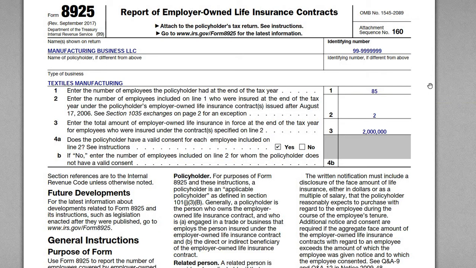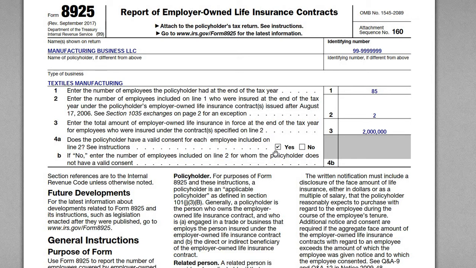So we have 85 total employees, as noted on the slide. 2 of those employees are insured employees that the employer owns life insurance contracts on, and then the total face value of the policies, right? So $1 million each times 2 is $2 million. Question 4A, very, very important here.